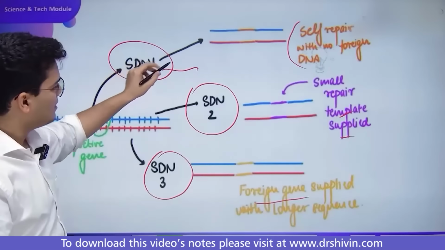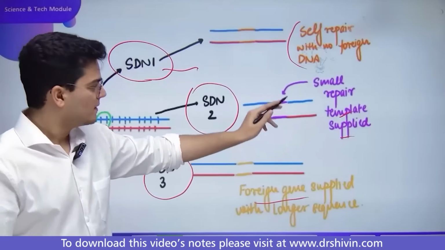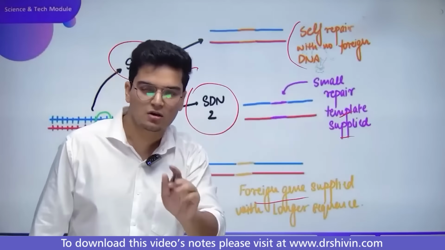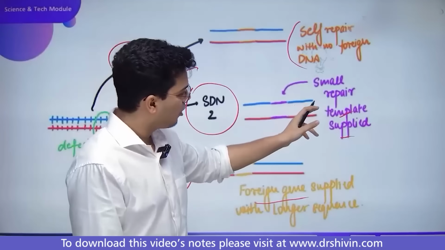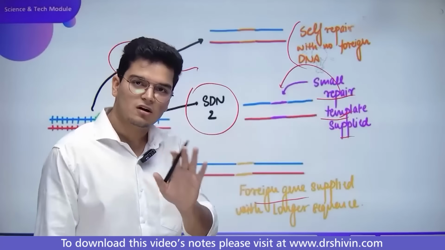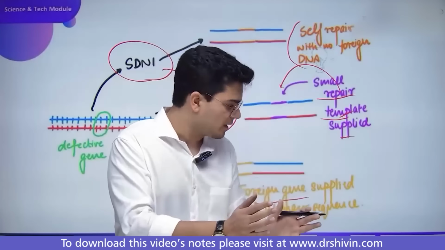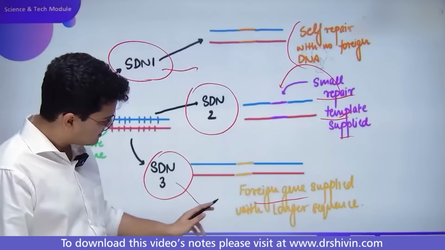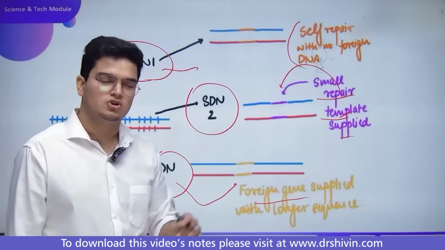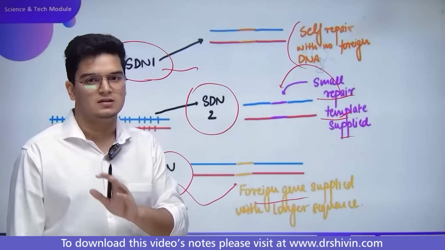So SDN1 is self repair. SDN2 has a small repair template. Is this repair template a foreign gene? No. It has been gotten from some other place of my DNA. It is not a foreign gene. It is just a repair template to ensure that repair happens properly. In SDN3, there is a foreign gene. So SDN1, SDN2, SDN3. These are the three technologies.